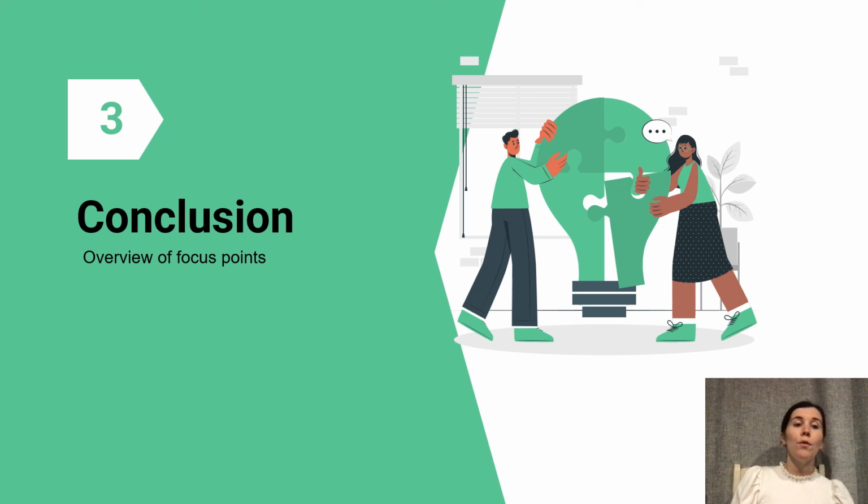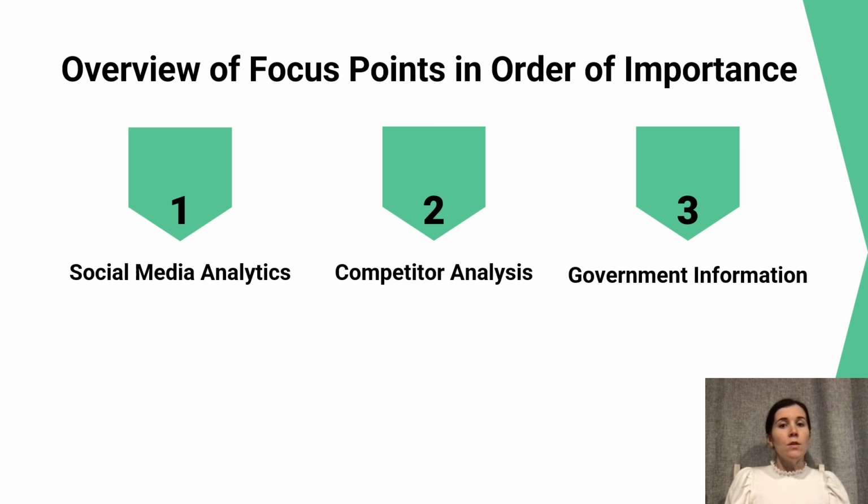Conclusion. We're just going to go through a brief overview of the focus points again. So to conclude this video presentation, I'd just like to reiterate the three main focus points in order of importance yet again. So first, being social media analytics, collection and analysis of data used to measure performance of social media accounts. Secondly, we have the competitor analysis, which is researching competitors to gain insight on their product, pricing and marketing strategies. And third, being government information, which is authoritative and a credible source of information that includes statistics, laws, and research studies.